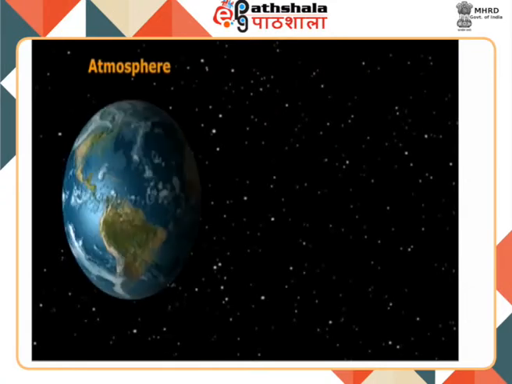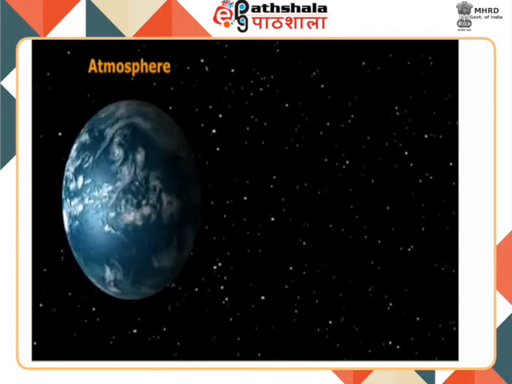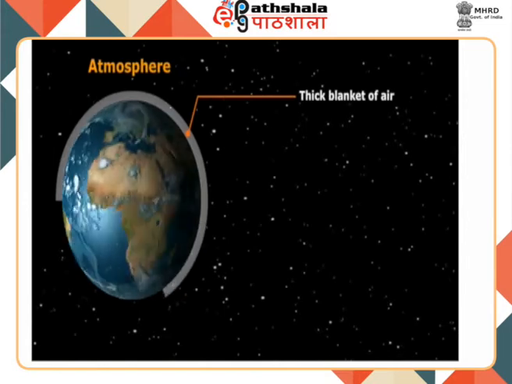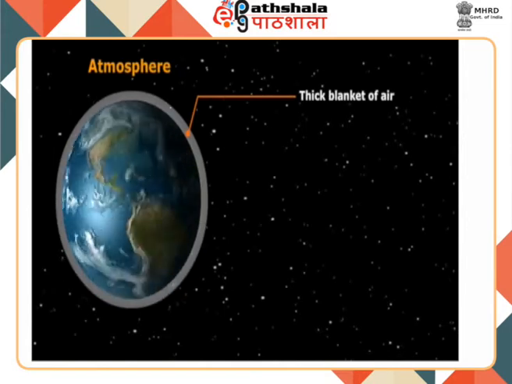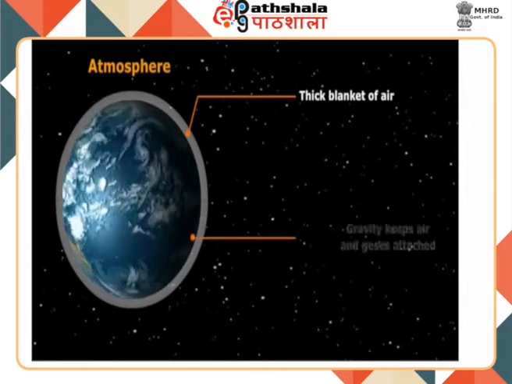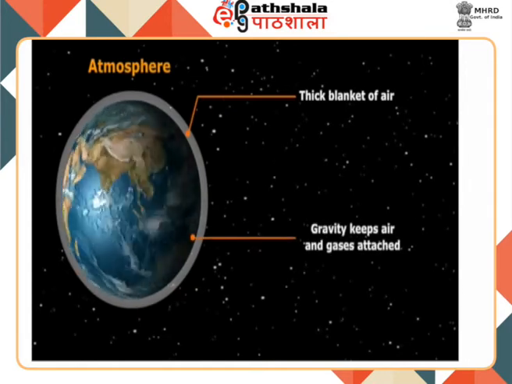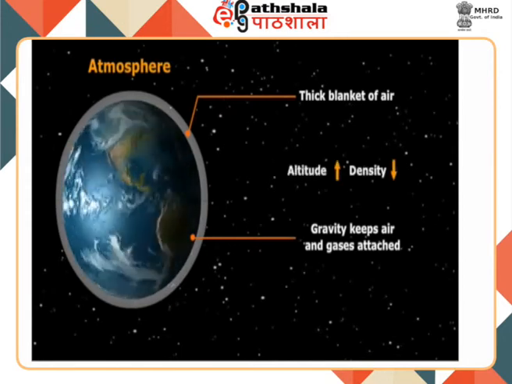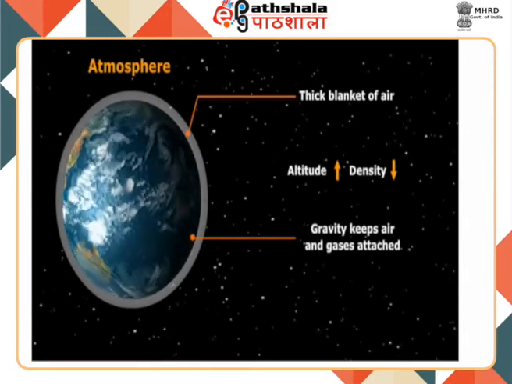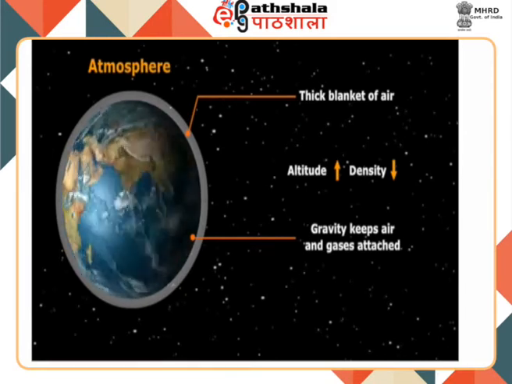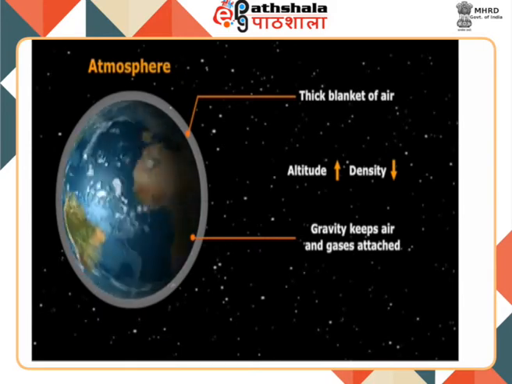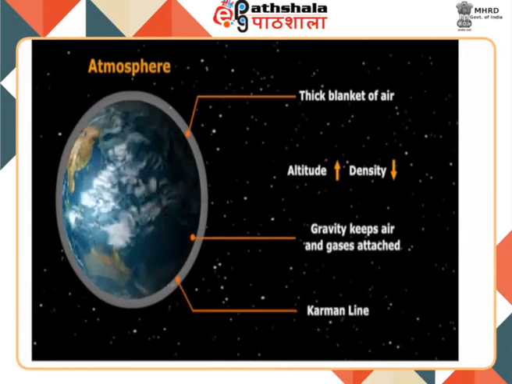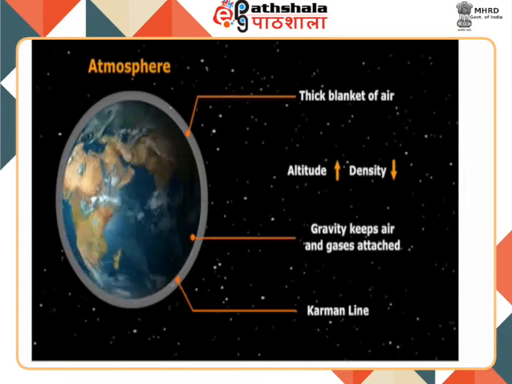Earth is the only known planet in the universe with life. Atmosphere is an important part of this life mechanism. It is a thick blanket of air which surrounds the Earth. This atmosphere is due to the gravity of the Earth, which keeps the air and gases attached with the Earth. The density of air in the atmosphere decreases with increasing altitude due to gravity. There is no distinct boundary of atmosphere, only the density of air changes. But we have an imaginary boundary for atmosphere called the Kármán line, which is present in thermosphere.